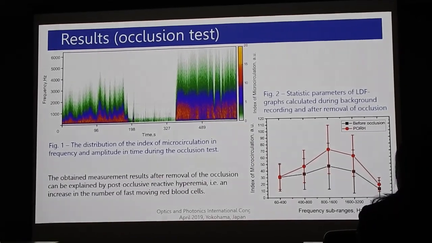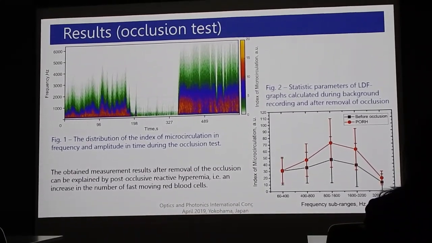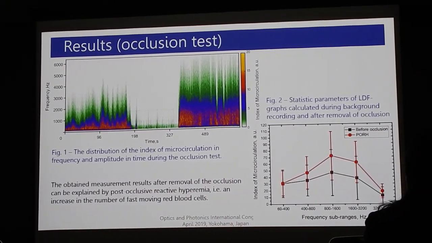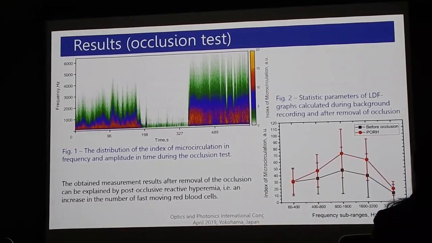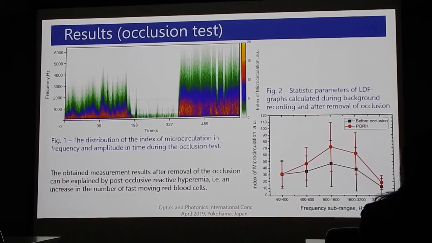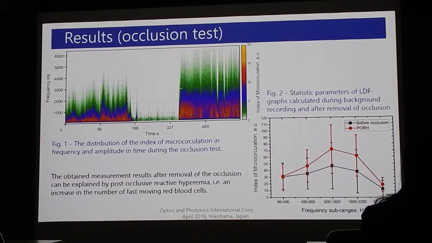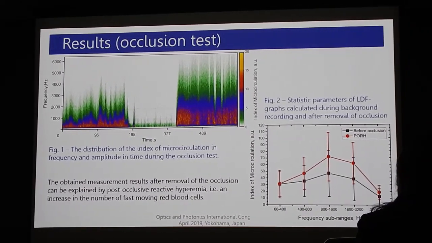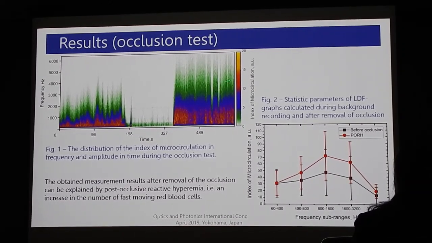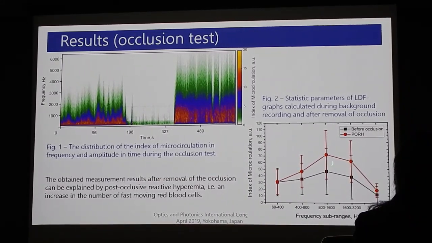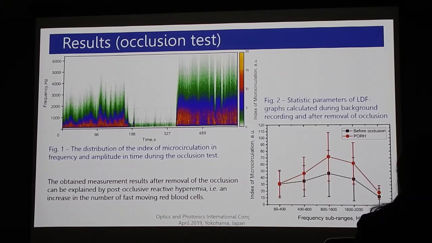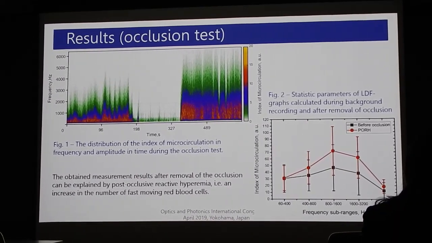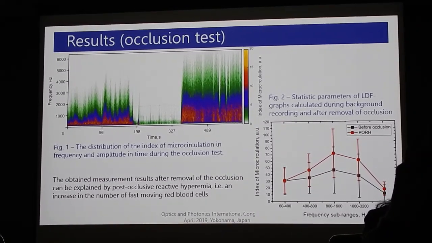Here you can see the results for the first part of the experimental studies, the occlusion test. The results are presented in a time graph with corresponding Doppler shift frequencies, and the amplitude of the signal is coded in the color bar. You can see that after removal of occlusion, there is an increase in the amplitude of the signal in the frequency bands from approximately 800 Hz to 3200 Hz. You can also see this result in this picture, marked by dots. This result can potentially be explained by post-occlusive reactive hyperemia, when an increase in the number of fast-moving red blood cells occurs in the probing volume.